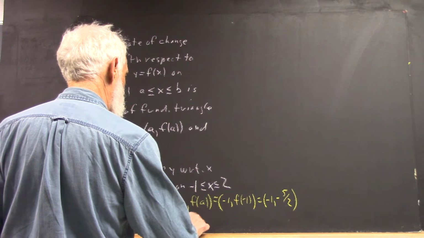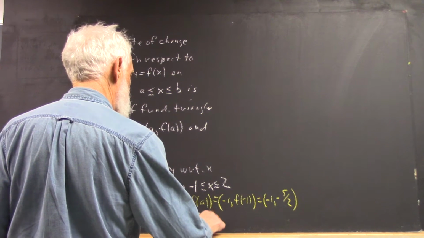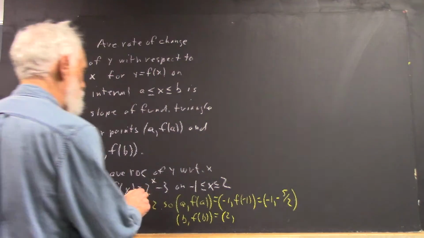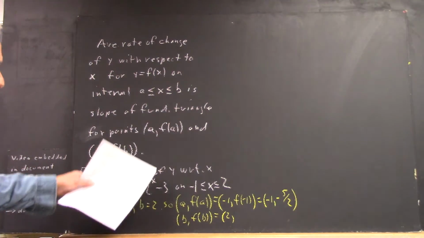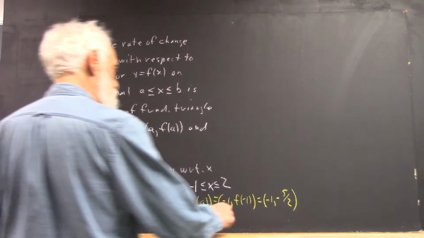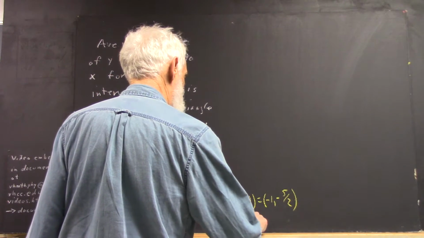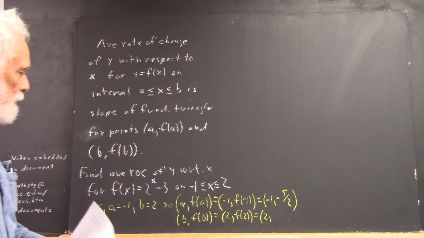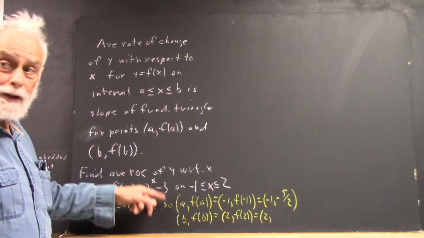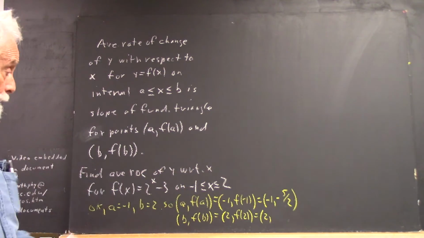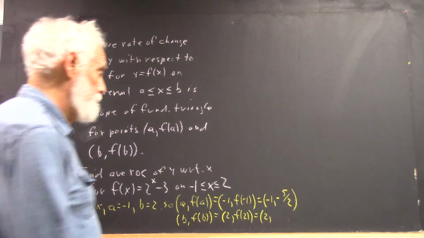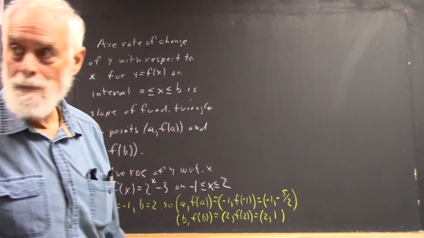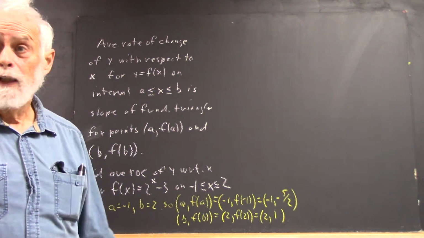Then the point B, f of B, is 2, f of 2. Well, we'll write that out. Okay? Well, f of 2 is what? 2 to the second minus 3, which is 4 minus 3, which is 1, right? Okay? Now I can easily now say, etc.